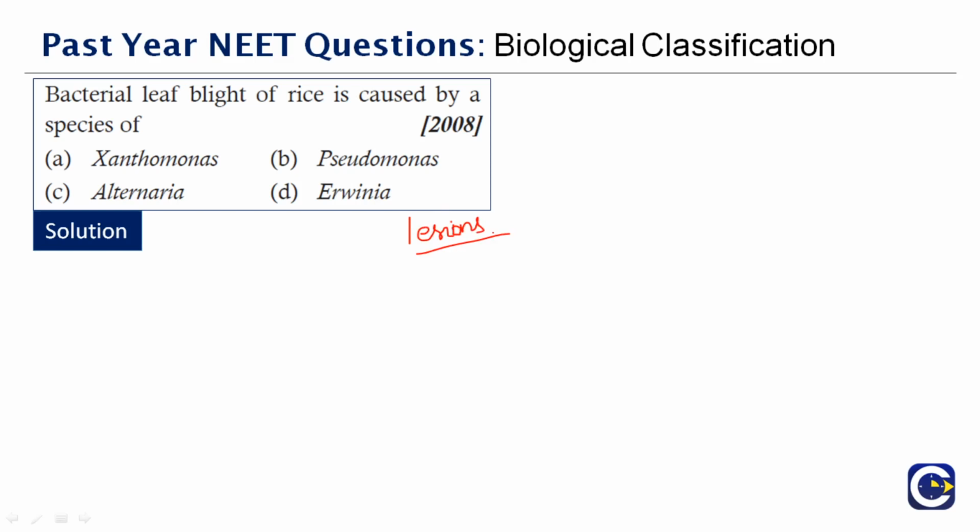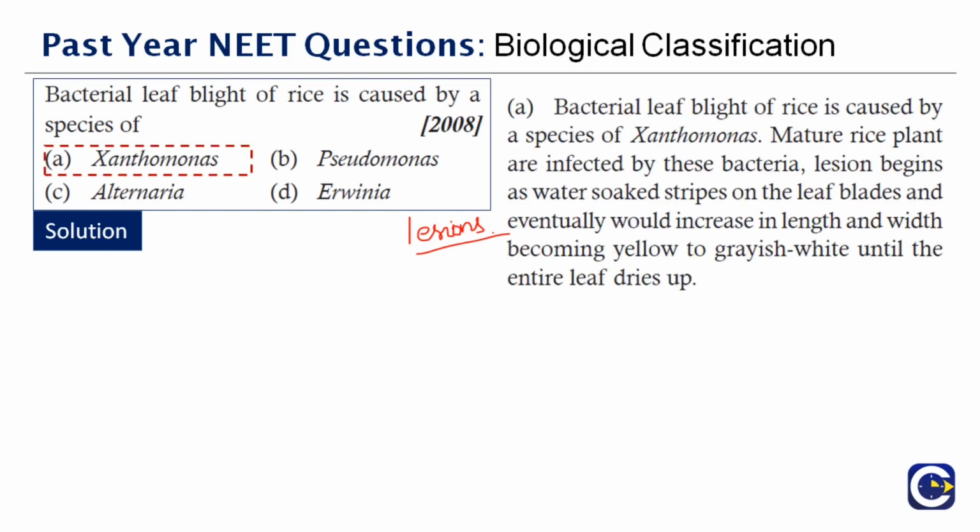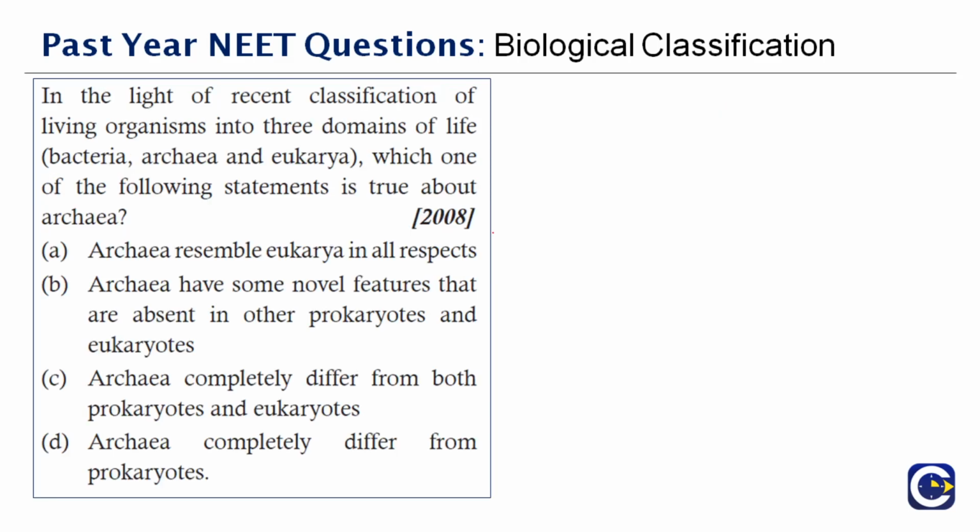You will see those lesions on the leaf blade, and eventually they will increase as days go by if you leave it unnoticed. They will increase in length and become yellow, and sometimes even change to an extreme grayish color. So bacterial leaf blight of rice is caused by the species of Xanthomonas. The correct answer is option A. In the extreme condition, if you leave it unnoticed and don't rectify it, there are chances for the whole plant to get destroyed. They'll become yellow to grayish white until the entire leaf dries up. Okay, next question here.